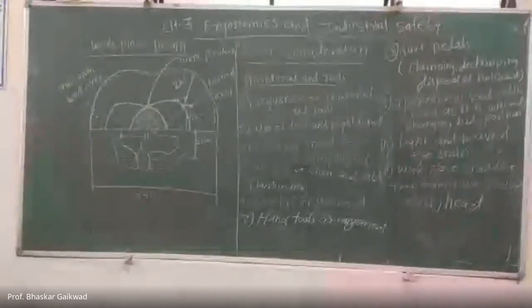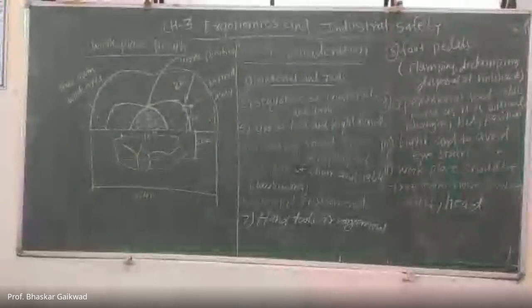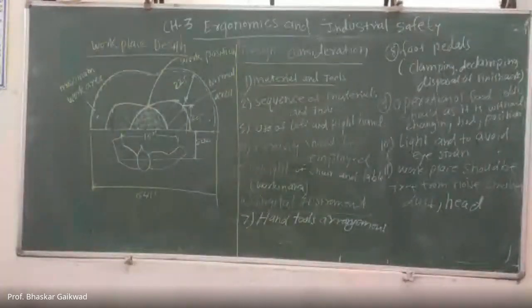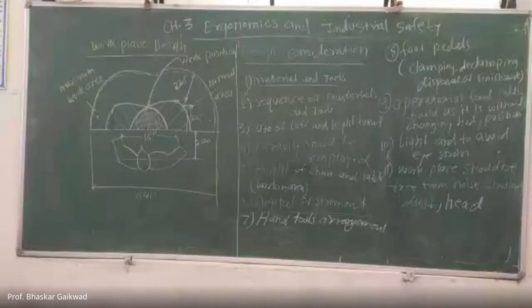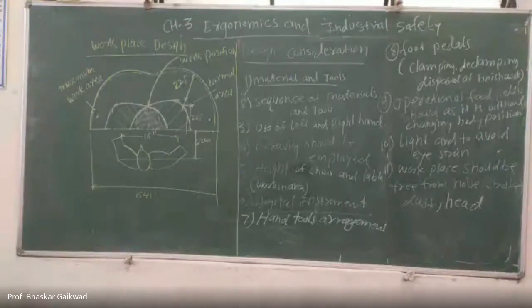So, a few points I have given here for the workplace. The material and tools should be at the right place. Sequence of material and tools should be according to use. Whatever material is required from the left hand side, you can keep at the left side. Whatever material we require from the right side, we can keep at the right side. Both hands we can use. As far as possible, material to be supplied at the workplace should be supplied by gravity.